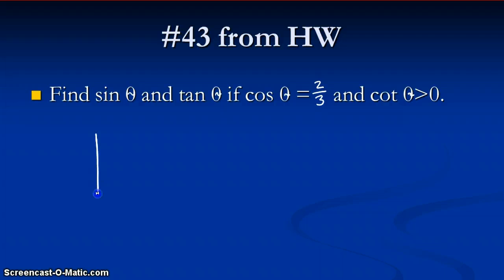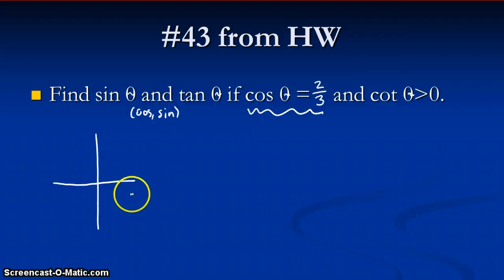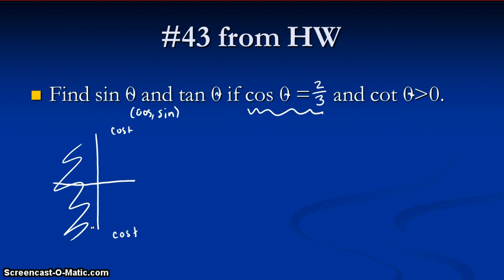For anyone who's stuck, let's figure out the quadrant. Again, I'm given cosine of theta is positive 2/3. I know that cosine in the unit circle is my x value because the ordered pairs are cosine, sine, which means that cosine is positive in quadrants 1 and 4. So I know my triangles won't be over here.